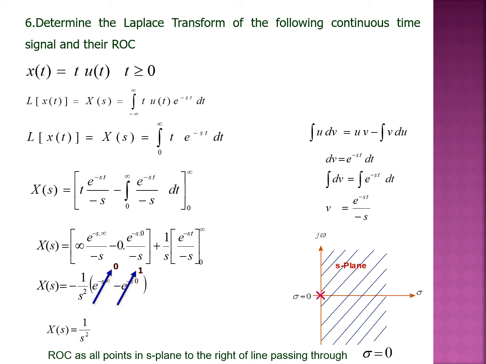And what is the region of convergence? Region of convergence is to the right of sigma is equal to a. Here also s is there. S is equal to 0, or sigma plus j omega equal to 0. From there only you get your region of convergence. So the region of convergence is for sigma greater than 0. Correct?